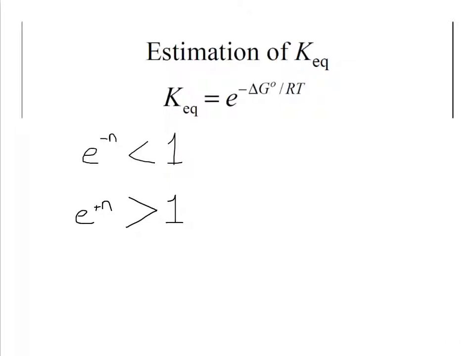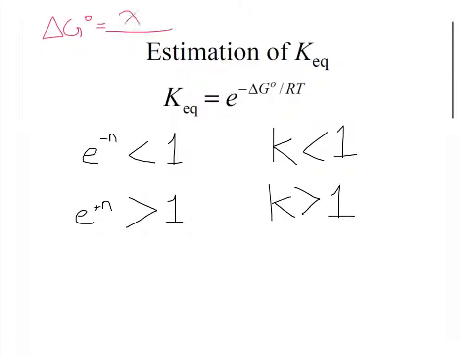And why is that significant? Because remember, we can also think about K in terms of 1. So if K is less than 1, that means reactants are favored. If K is greater than 1, that means products are favored. A good example of a question you might see on the multiple choice section would be one where they give you the delta G value, and they ask who's favored at equilibrium, products or reactants? And then you would have to make an estimation to figure that out.